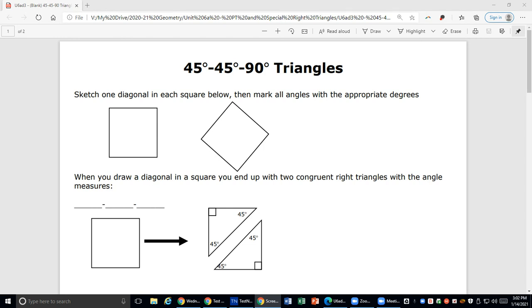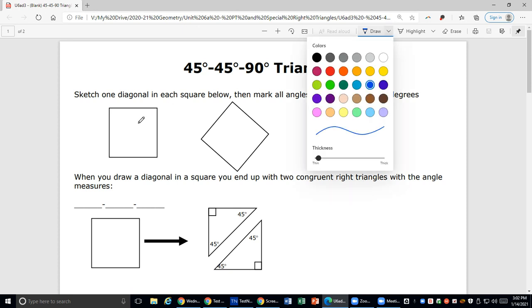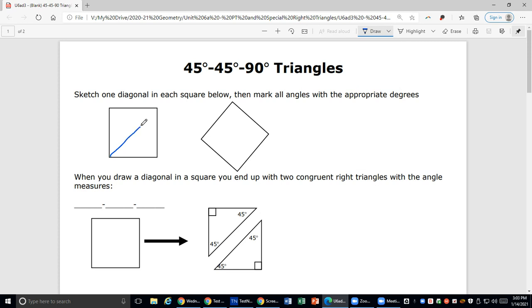If I look here, it says to sketch one diagonal in each square below, then mark all the angles with the appropriate degrees. So if I draw in one diagonal, then it says to mark all the angles with the appropriate degrees. Well, I know that my corners, since it's a square, have 90 degrees.